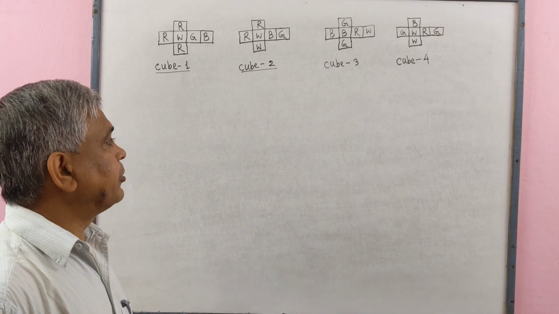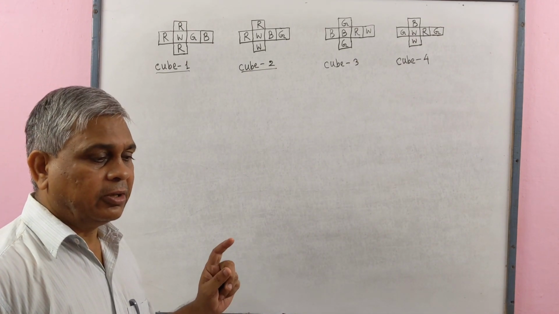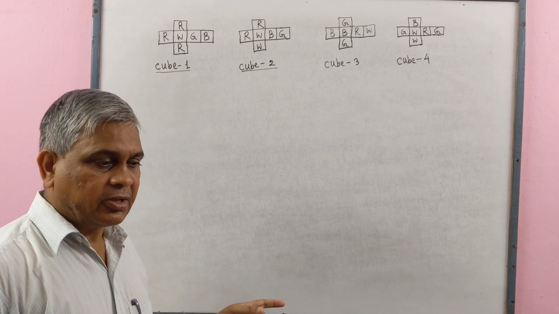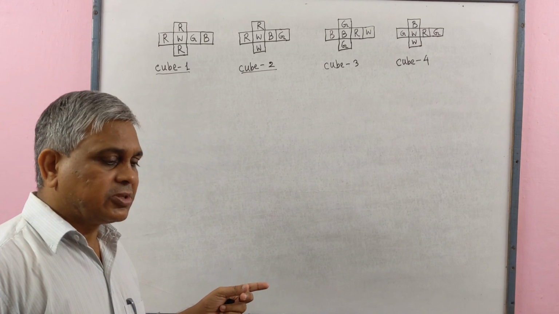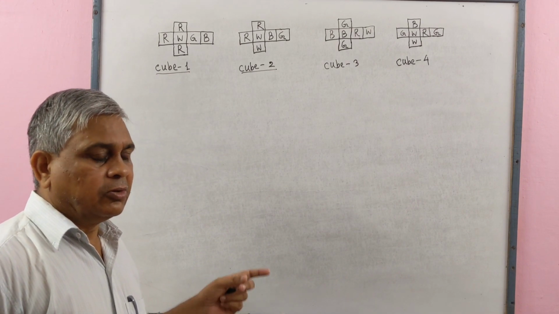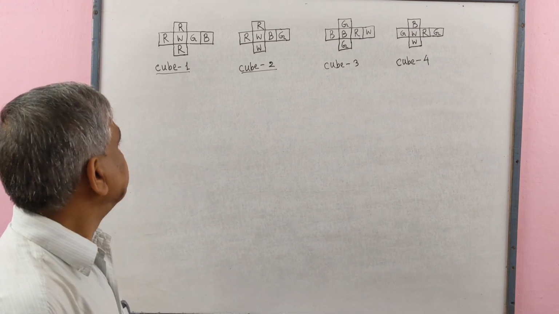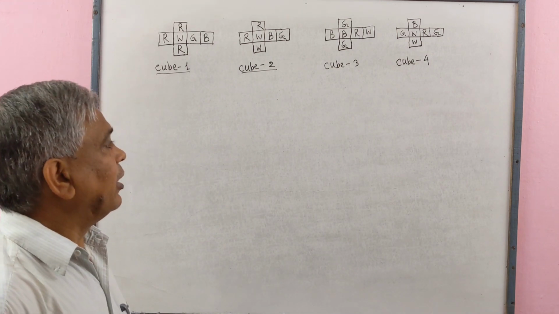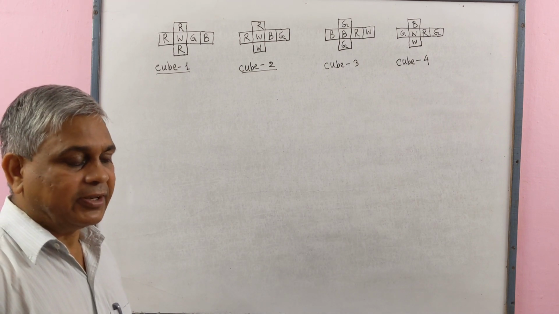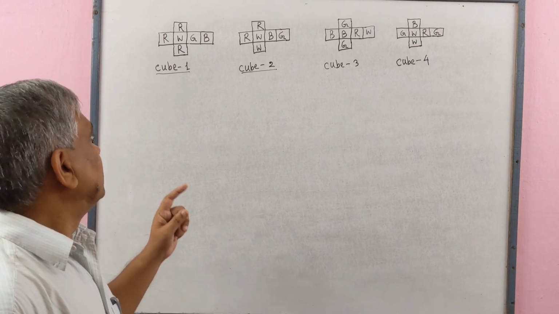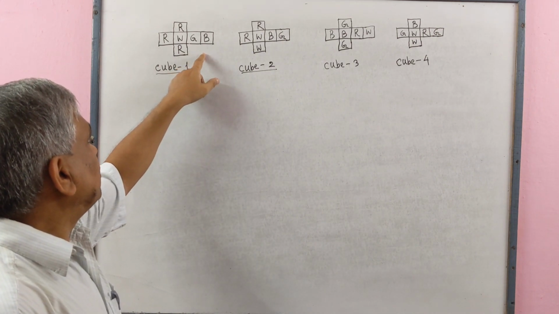Now we solve the problem by following steps. Some steps will be taken to solve this problem. In step 1, we draw the graph of the given colors of the faces of different cubes.